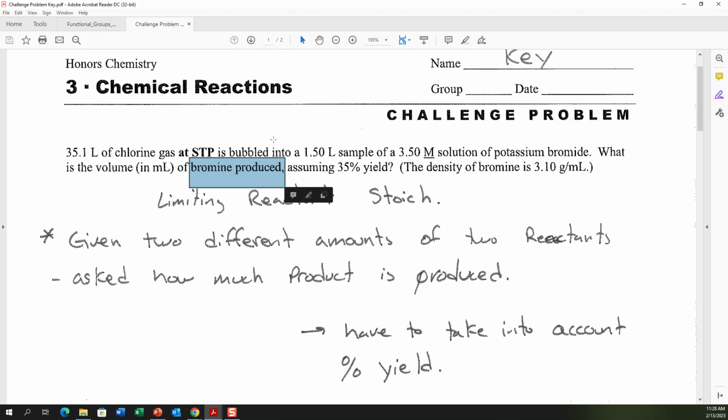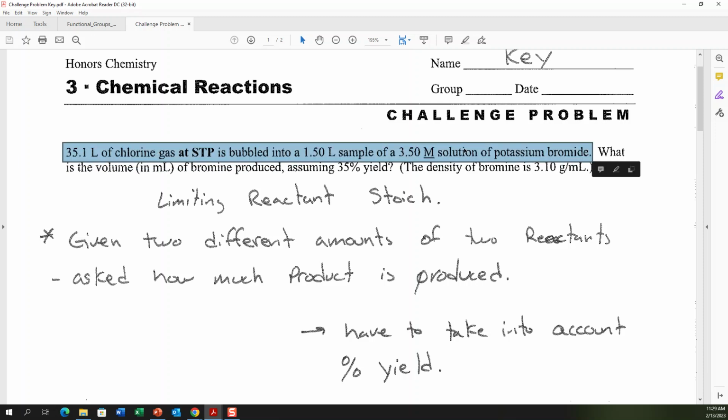It's stoichiometry. Now, what makes it a little bit more complicated is we're given two amounts of reactants. We're given a specific amount of chlorine gas and a specific amount of potassium bromide, but we really just care about the bromide here. So not only is it stoichiometry, it's limiting reactant stoichiometry because we're given two amounts. What we have to do is figure out, based on our reactants, how much product we can get, and then once we know the maximum amount of product, that would be 100% yield.